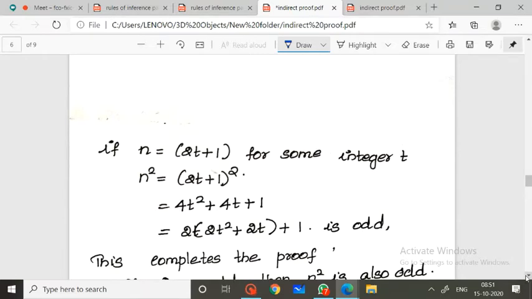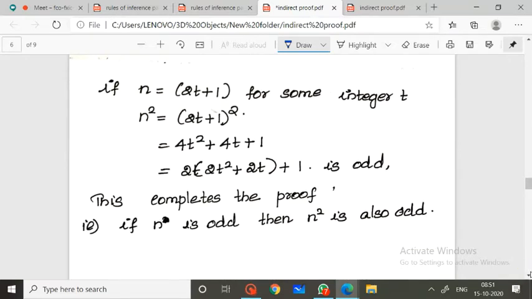If n is equal to 2t for some t, then what is n square? You have to show that n square is odd. So n square is odd means it is very easy. Sometimes it will be very easy or sometimes it will be very hard. So n square, when you assume, that is equal to (2t plus 1) the whole square.